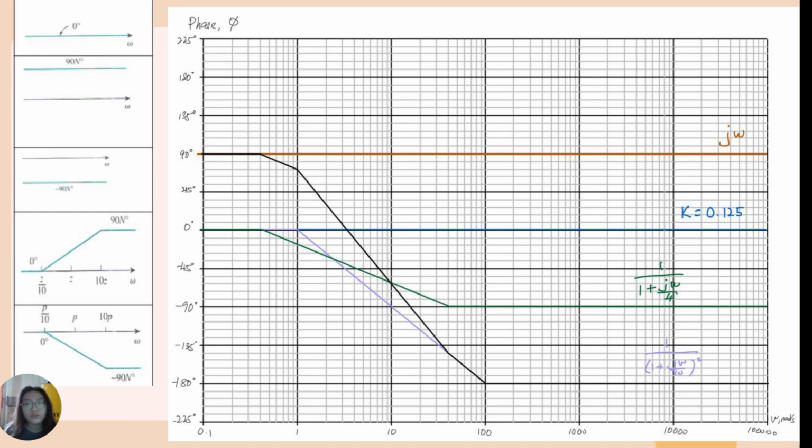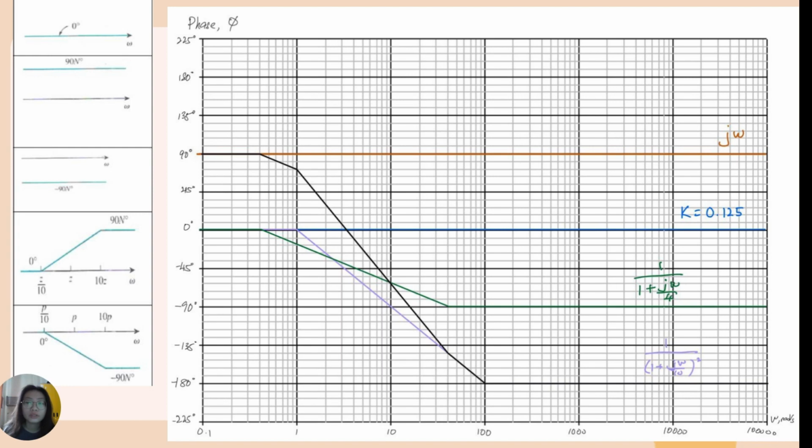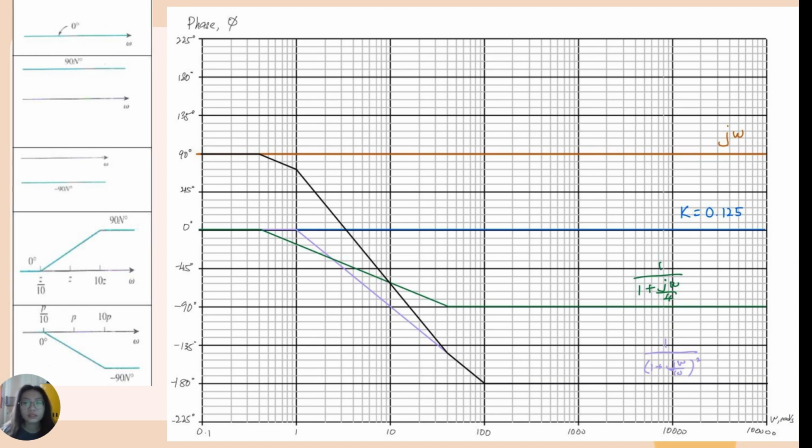The fourth factor is also a simple pole, which is at 10 radian per second. Same as the third one, from 0.1 radian per second to 1 radian per second it is at 0 degree. Because of the power of 2, we need to draw to negative 180 degree over 1 decade, which ends at 100 radians per second, and after that draw a straight line until the end at negative 180 degree.